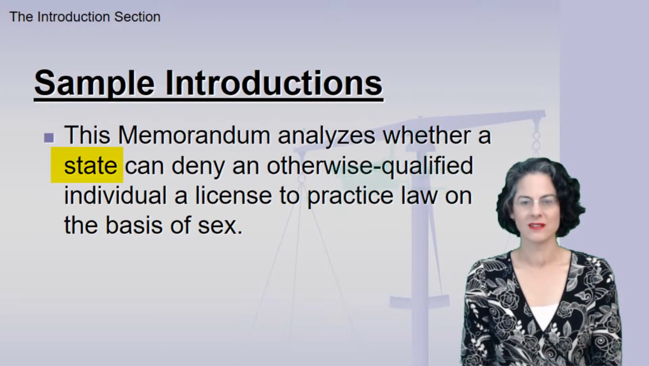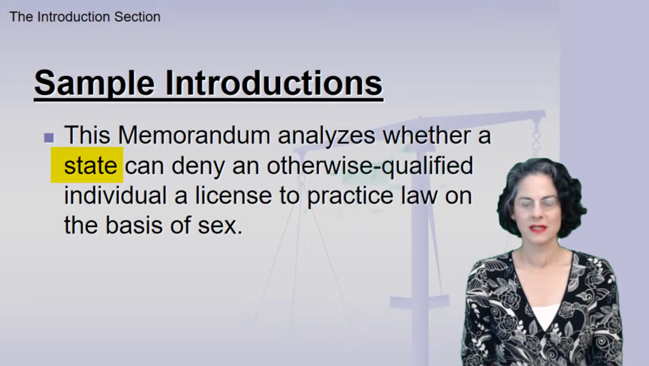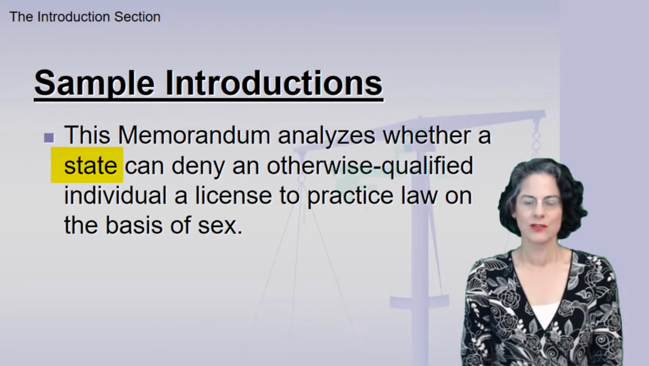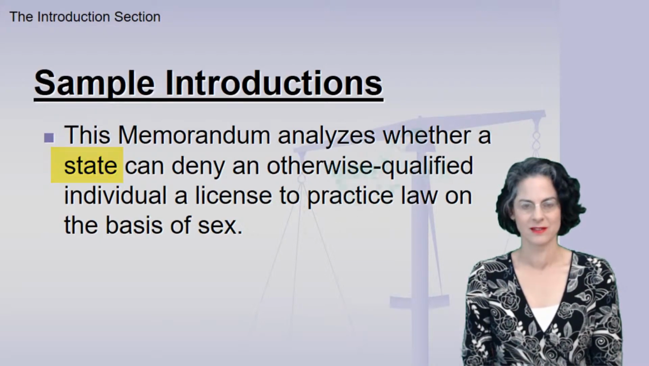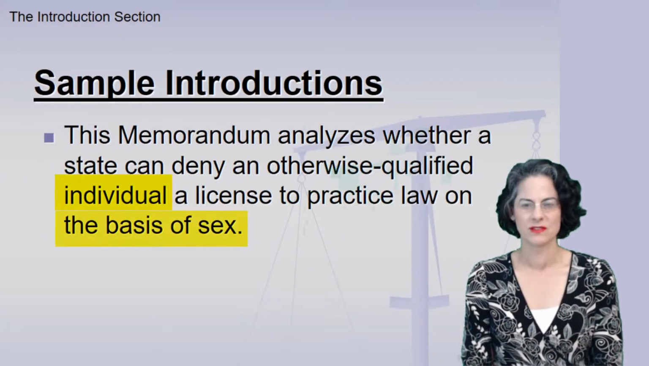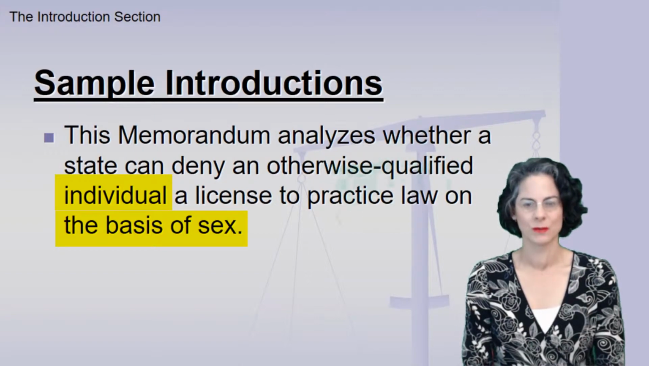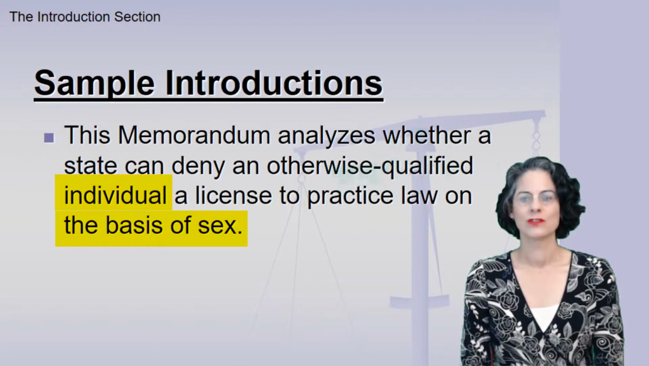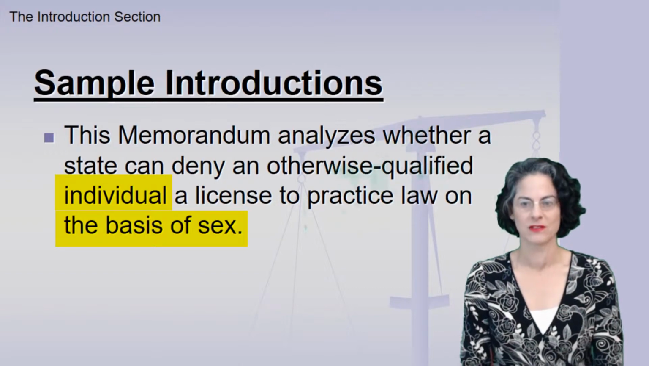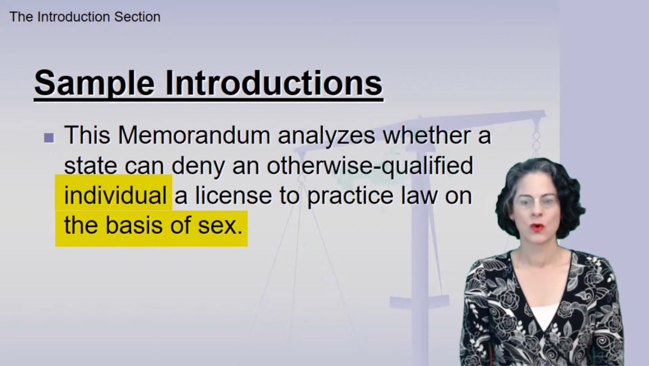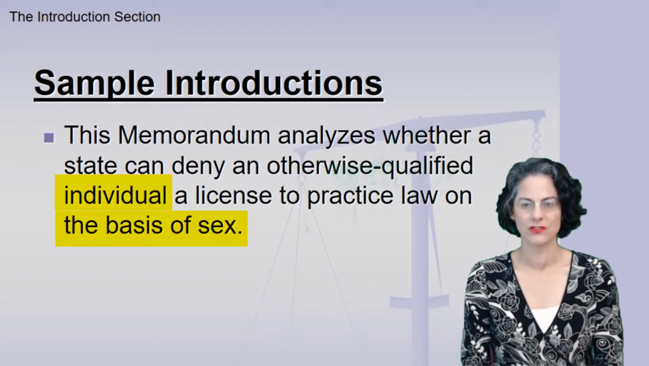Notice here that I use the word state, and I don't say the state of Illinois. Again, I don't mention the specific party to the case, and I keep things very general, so that the issue could be applied to other states. Notice too that I use the word individual, and I use the phrase on the basis of sex. In other words, I don't say that the litigant is a woman, because I want this to be applicable to other similar situations, like someone trying to deny a man a license to practice law on the basis he's a man, or maybe even to situations involving transgender or other qualities analogous to sex.